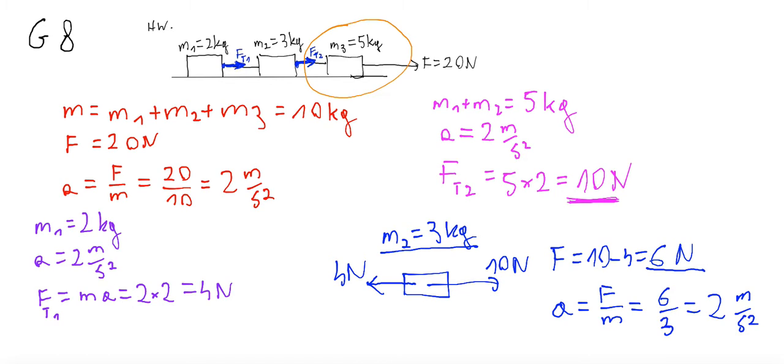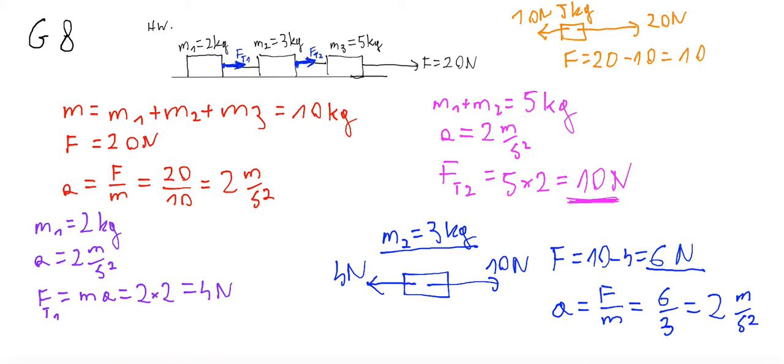Let's focus on mass m3. Okay, m3, which is equal to 5 kilograms, experiences two forces, 20 newtons acting to the right, and tension of the string 2 acting to the left. Tension of the string 2 is 10 newtons. So what is overall force acting on this mass? Overall force is the difference between 20 and 10, which is 10 newtons. So what is acceleration? Acceleration is force over mass, 10 over 5, which is 2 meters per second squared, which is also correct because it should be 2 meters per second squared.